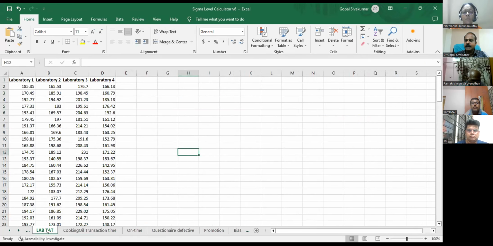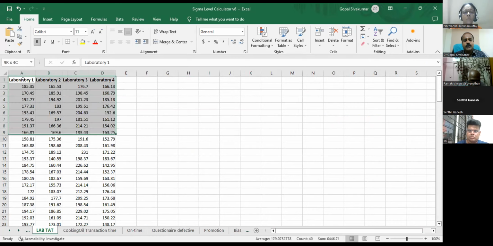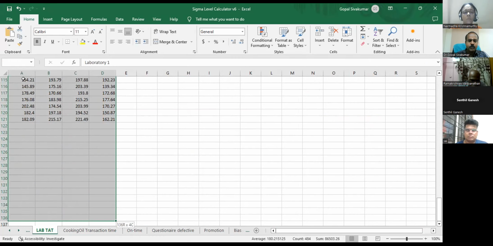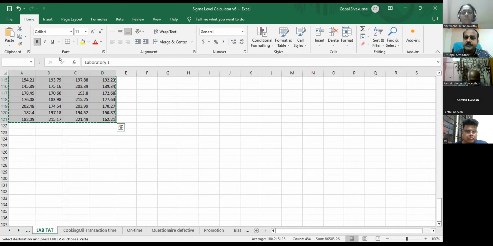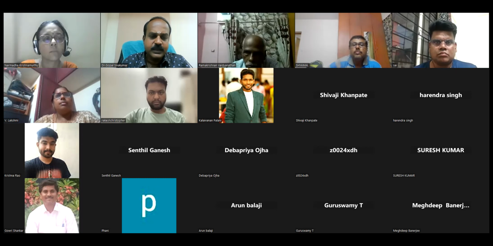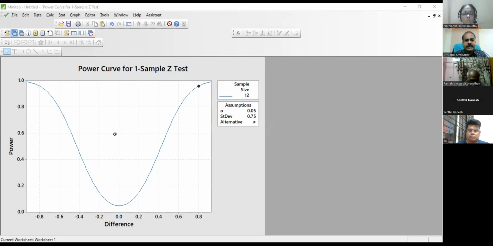Can you see lab TAT, all of you? In order to do the ANOVA, you just have to copy all this data. ANOVA template, RK can give you if you want to do it in Excel. RK sir has developed beautiful templates, but you should know how to use them. Otherwise, you can't use them. Now I am coming to Minitab.